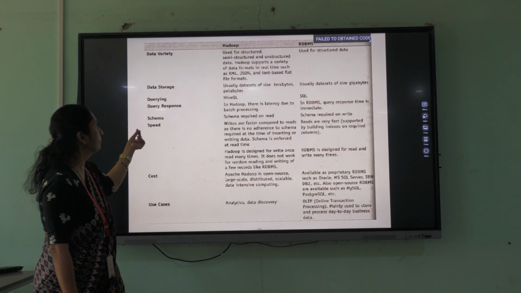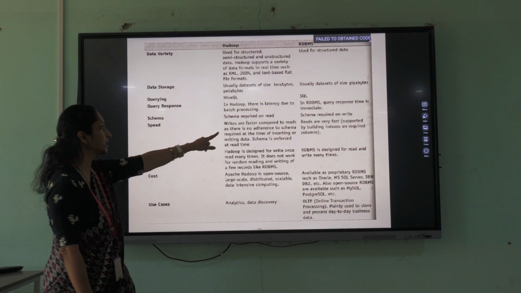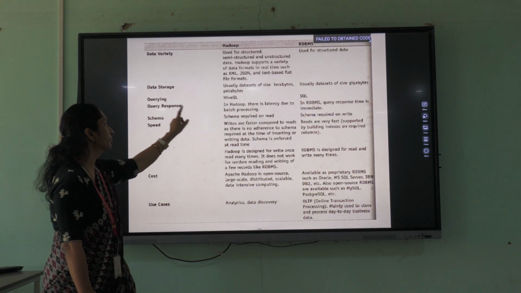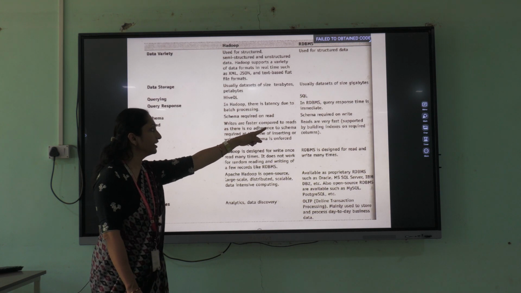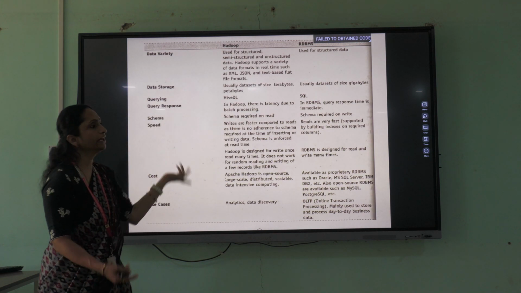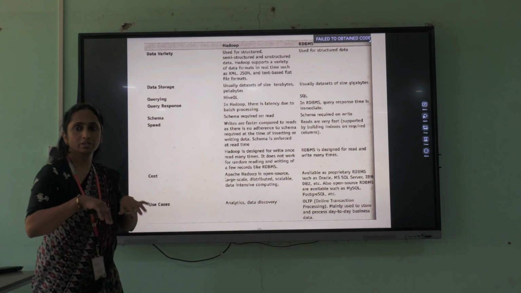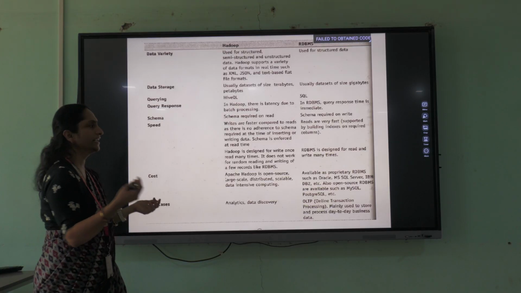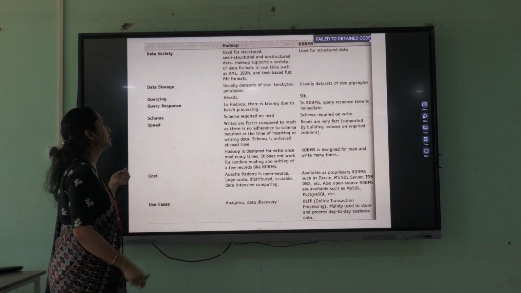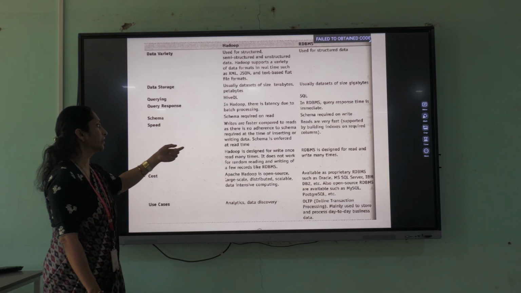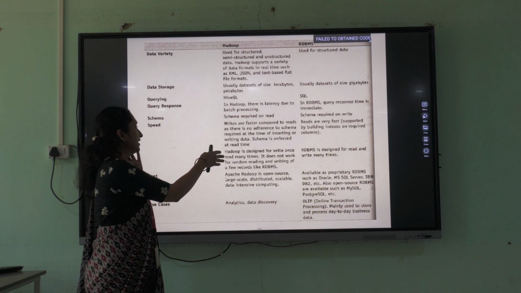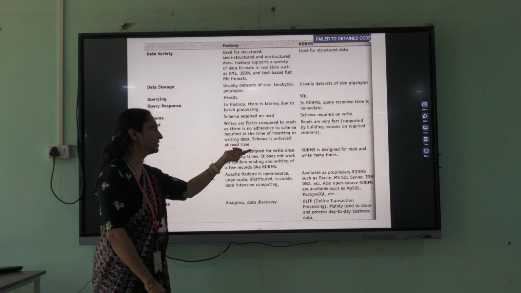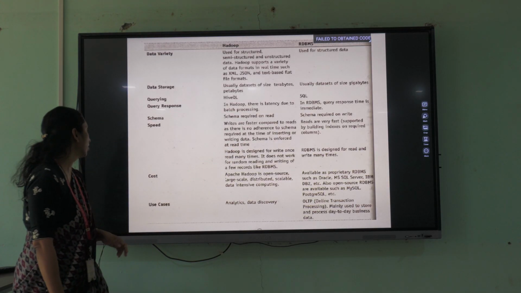And schema is required on read, schema is required on write. So whenever we write, we convert into the required format anyway, so reading gets easy for us. That is the RDBMS concept. So speed, writes are faster compared to the read. That is what the previous slide is all about. Reads are very fast, building indexes on the required columns.